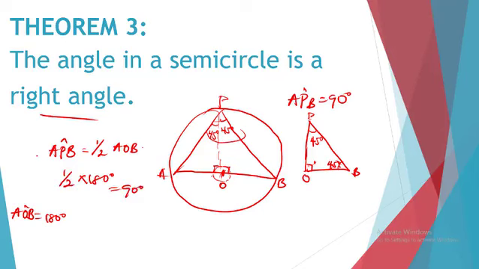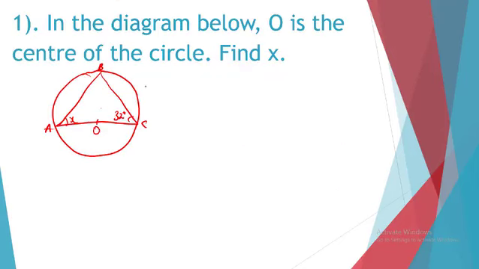So let us take one example on this. Okay, it says number 1, in the diagram below, O is the center of the circle, then find X. Find X. Look at the figure here, the diagram here. It said O is the center of what? The circle. Then we should find what? The value of x. How do we start?